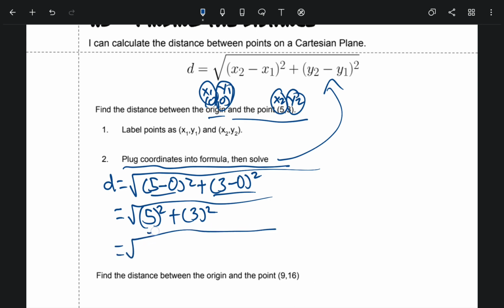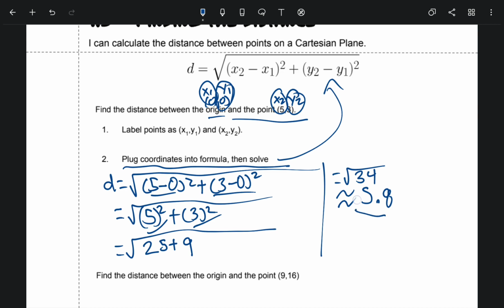Now we're going to square both of those. So 5 squared is 25. 3 squared is 9. So we got the square root of 25 plus 9, which is, to add those together, we get the square root of 34, which is approximately, plug that into a calculator, 5.8. And we're going to keep rounding off at the tenth place unless it tells us otherwise. So our final answer is 5.8.